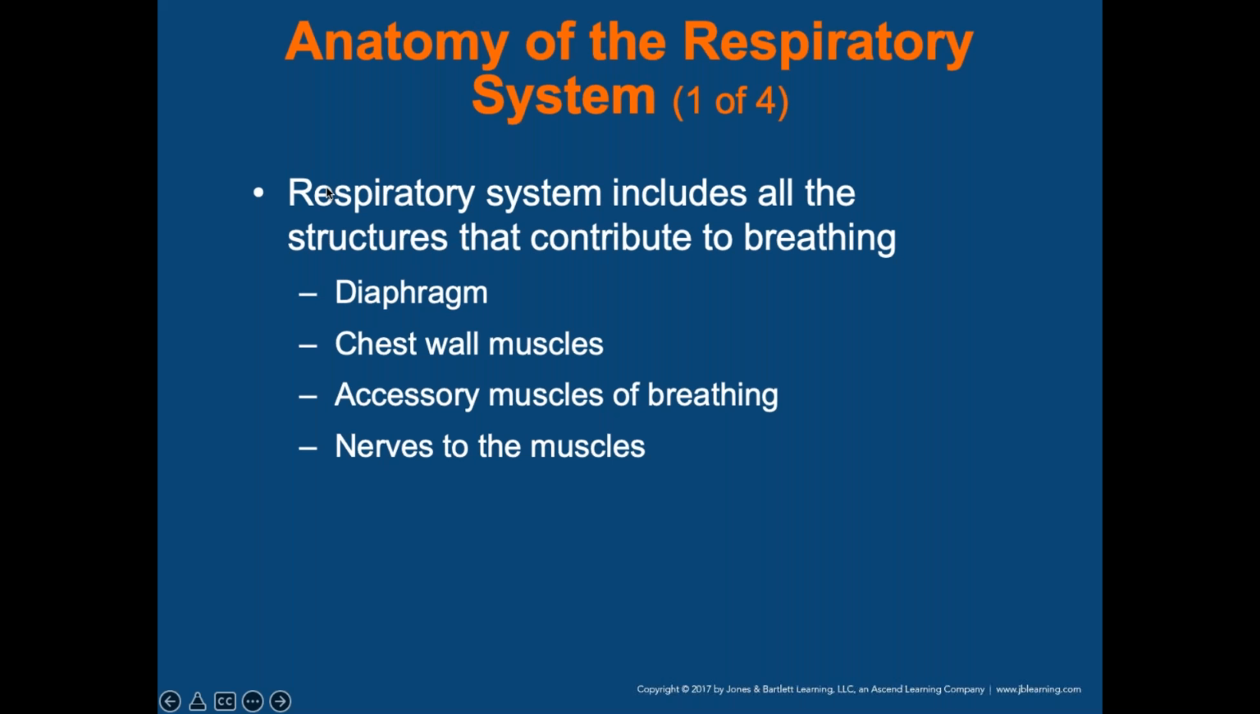Respiratory systems include all the structures that contribute to breathing. So your diaphragm, your chest wall muscles, accessory muscles of breathing, and then nerves from the brain and spinal cord to those muscles as well. Signs we're going to look for, we're going to see in a patient that's in acute respiratory distress: accessory muscle use, pursed lip breathing, tripoding, things like that we're going to be able to pick up on.